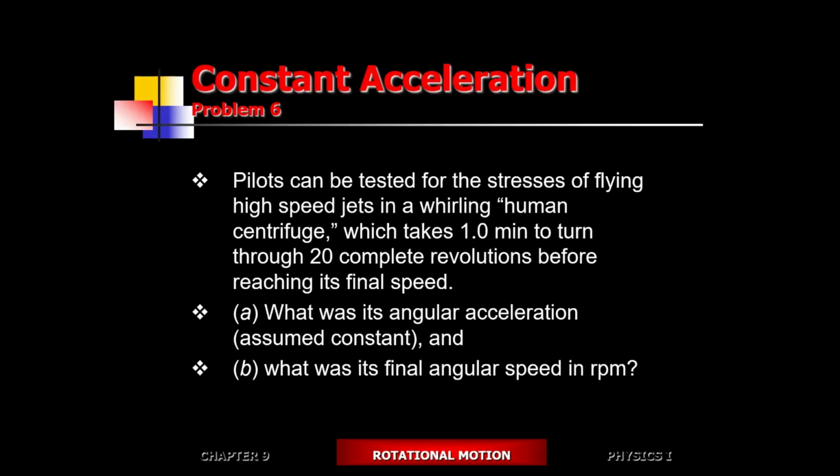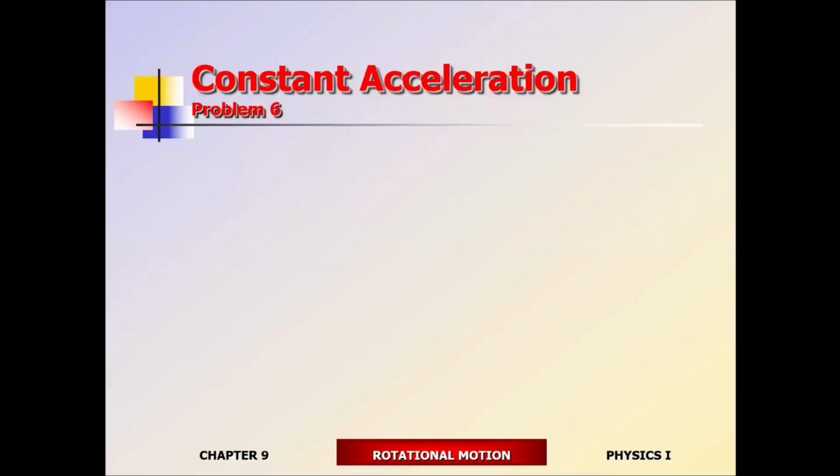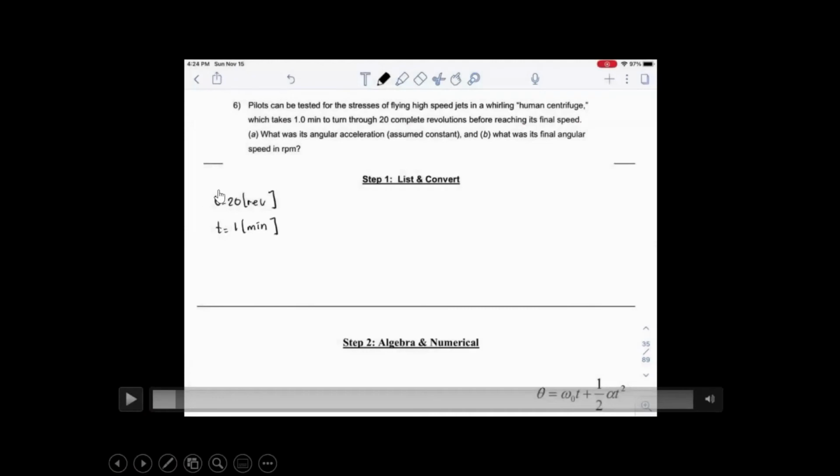So this thing is going to be accelerated. It's going to take 20 revolutions in a minute to reach its final speed. So what was its angular acceleration? We have to assume that it is constant. And what was its final angular speed in terms of revolutions per minute? So the first thing is, what's the angular acceleration? And what's the final angular speed, expressed in terms of revolutions per minute? That's what we're going for.